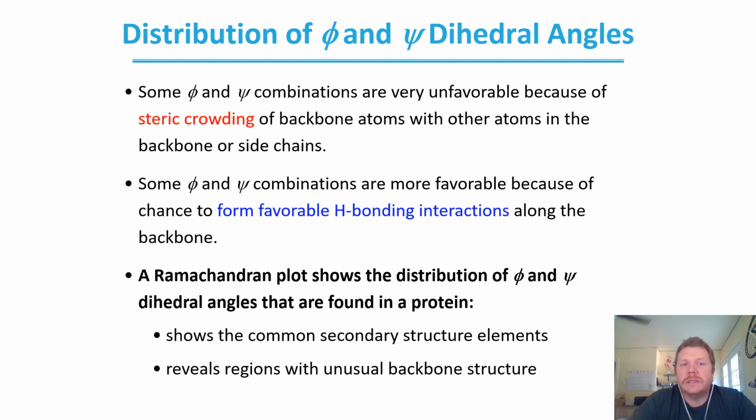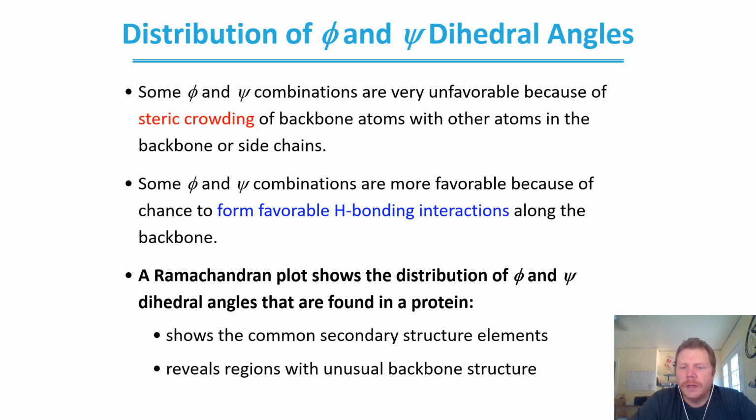Now, with that said, there are some limitations. Some phi and psi combinations are unfavorable because of steric crowding or steric hindrance of one another. And so what that's going to do is say there's some limitation. Okay, now some phi and psi angle combinations are more favorable because they have the chance to form favorable hydrogen bond interactions along with that backbone.